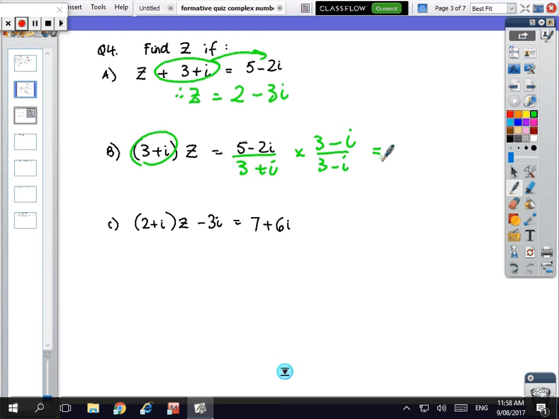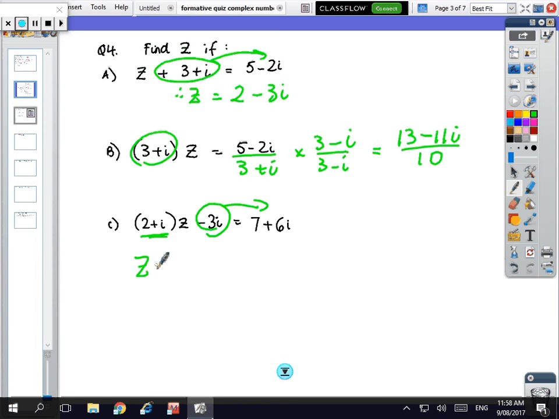So we get 15 plus 2i squared, which will become -2, so that's 13. And then we've got -5 minus 6 is -11i over 10. Okay, next one, we've got to move that across first and then divide.